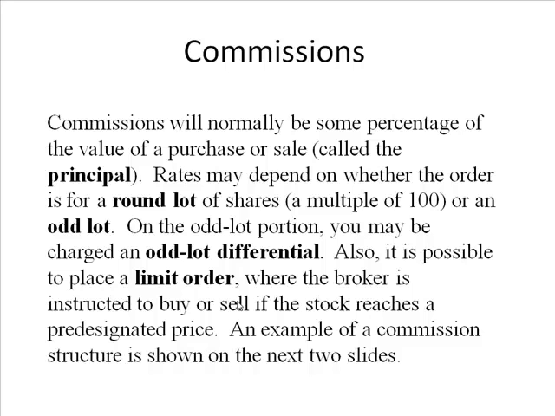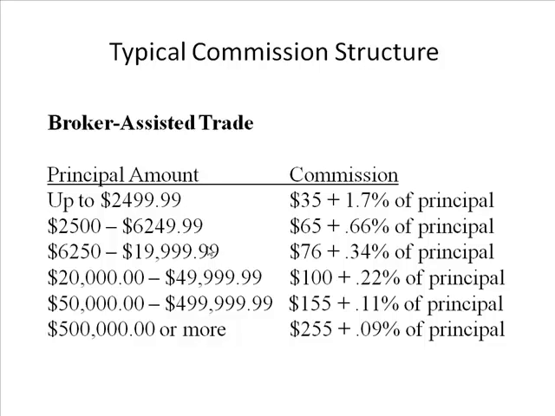Commissions will normally be some percentage of the value of the purchase or sale, called the principal. Rates may depend on whether the order is for a round lot, which is shares in multiples of 100, or an odd lot. In an odd lot portion, you may be charged an odd lot differential. Also, it's possible to place a limit order, where the broker is instructed to automatically buy or sell if the stock reaches a pre-designated price. We'll take a look at a commission structure in the next two slides.